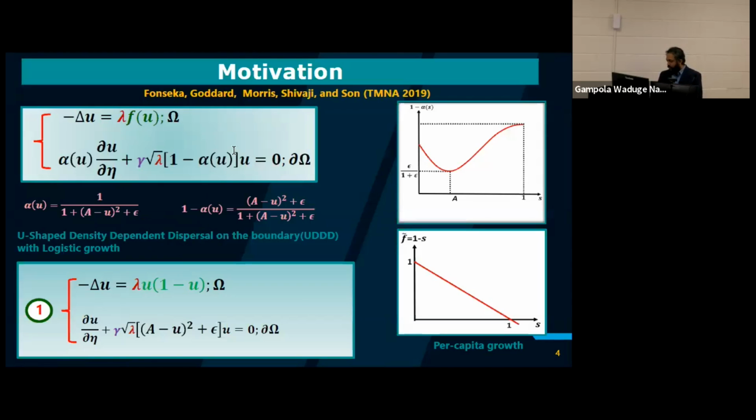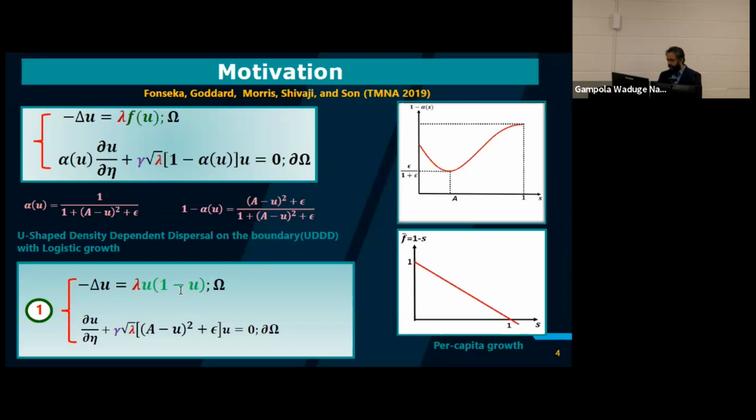All right, so I want to give a motivation before I introduce my model today. In 2019, we studied this general model with f of u being a logistic reaction term. What I mean by a logistic reaction term is that your per capita growth is a decreasing linear function like this. And we took our alpha of u to be this particular function with a and epsilon being two positive parameters. In that case, your 1 minus alpha u, that is the dispersal, is going to be u-shaped like this. So this is a logistic growth model with u-shaped density dependent dispersal on the boundary.